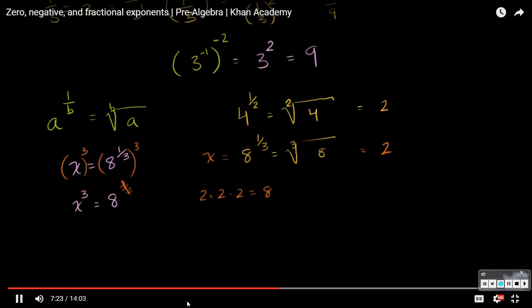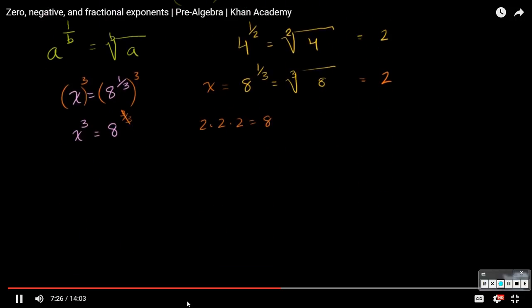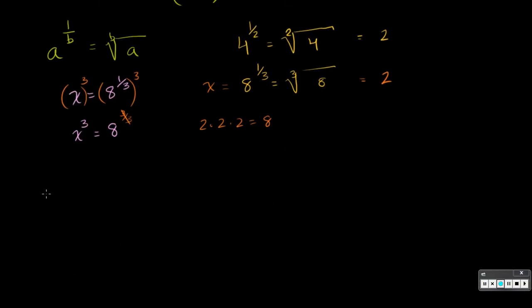Now let's make it a little bit more confusing. What is 27 to the negative 1/3 power? Well, don't get too worried. We're just going to take it step by step.